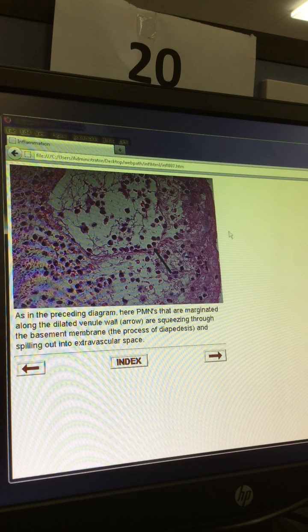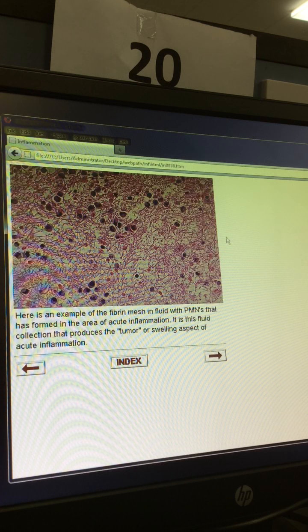Here the diagram shows what? This is the basement membrane. These are numerous neutrophils going outside through the basement membrane into the extravascular spaces. The collection of neutrophils, we call it an abscess.